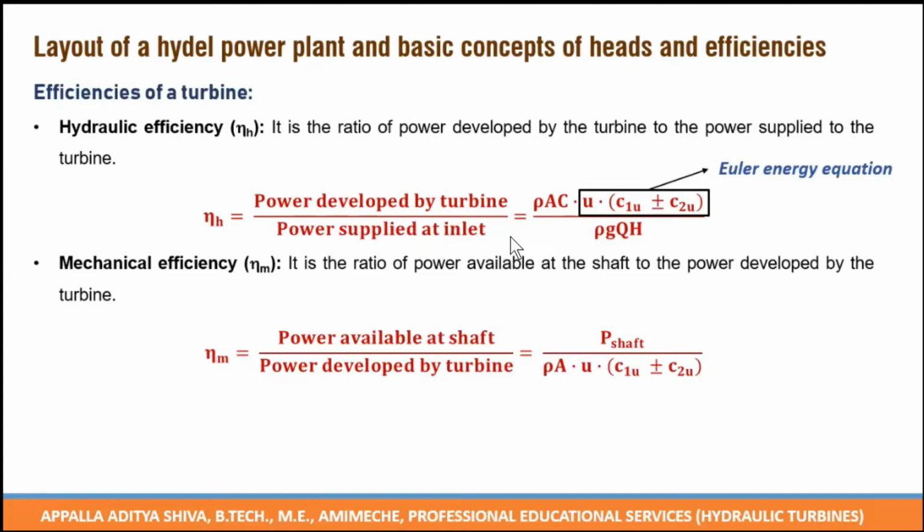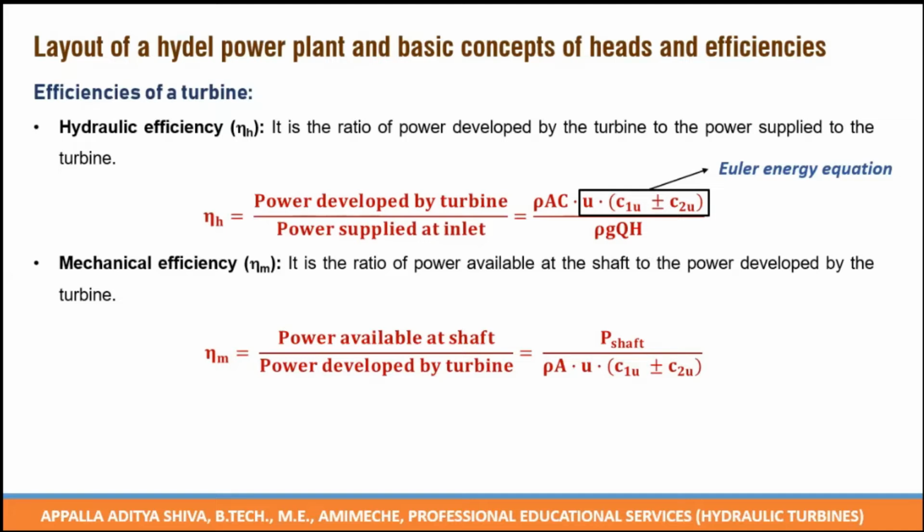The power supplied at the inlet is basically the potential energy. So therefore we use the relation rho G Q H to calculate the power supplied at the inlet as a measure of head and discharge. Next we have the mechanical efficiency. Mechanical efficiency deals with how much power is available at the shaft of the turbine.